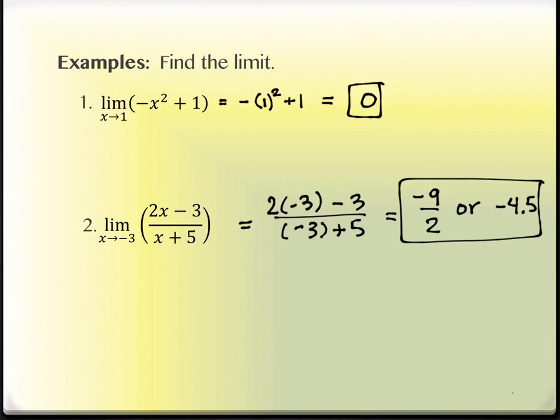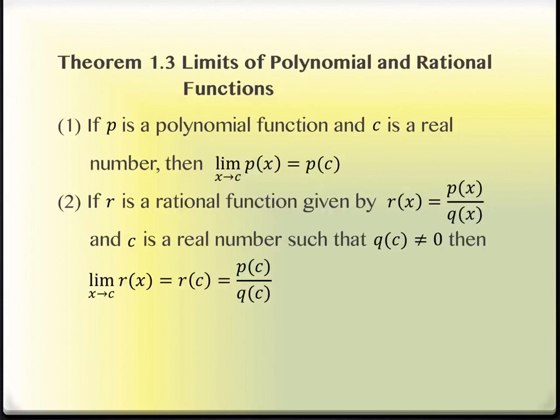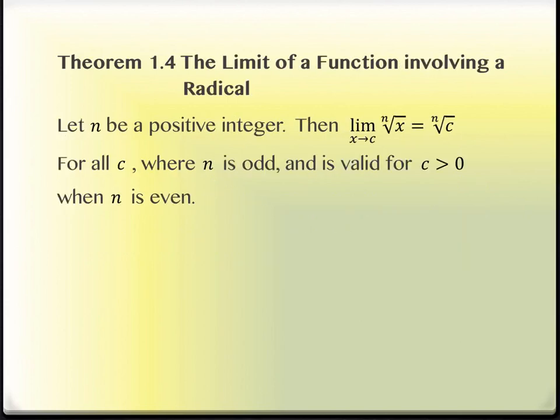And again, why? Because of all those properties that we developed on the previous 3 slides. Okay? So we can do that for rational functions. So polynomials and rationals, we simply evaluate them. Not only that, but radicals have the same thing happening. So when I have a radical function, right, the nth root of x, it becomes the nth root of c.